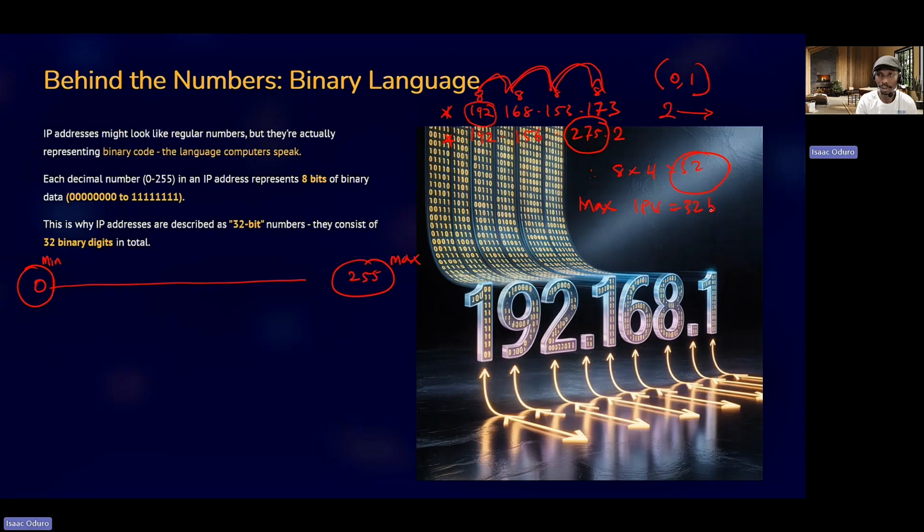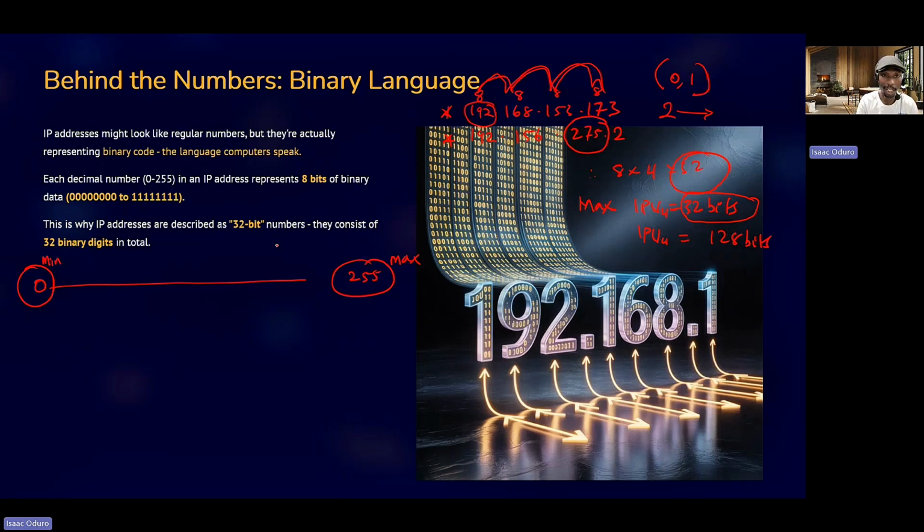is 32 bits. There are two versions of IP addresses. We have IPv6 and IPv4. IPv6 is 128 bits and IPv4 is 32 bits. Today we are concentrating on IPv4, which can occupy a maximum of 32 bits, because 32 divided by 8 gives 4 different parts of the IP address. So 1, 2, 3, 4 will give you all this.